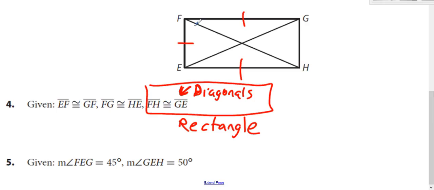We could actually go one step further because we know that these three sides are all congruent. And if it's a rectangle, then opposite sides are congruent, which means all four sides are congruent. So it would actually be a square. But we're getting ahead of ourselves a little bit.